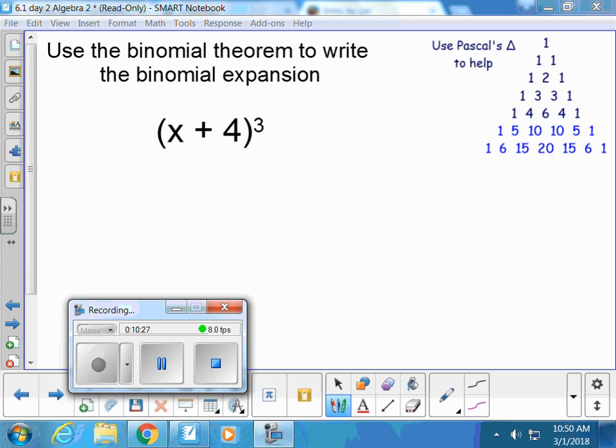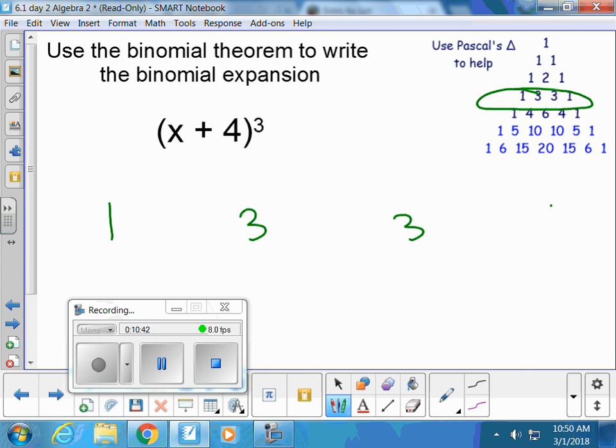So I guess the first question is, what layer will I be using to write out my coefficients? Circled layer. It would be this layer here with all the threes. So basically, if it's a cube, pick the layer with all the threes. If it's a fourth, pick the layer with all the fours. Okay. So it's 1, 3, 3, and 1. Our x's are going to be easy because they're just going to be like how they were previous. X cubed, x squared, x to the first, no x at all.